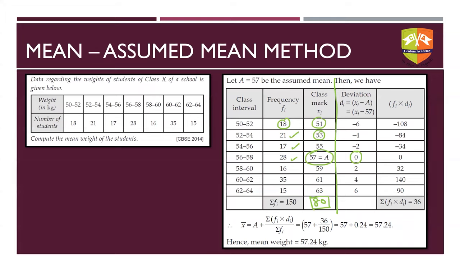Because in one of the steps you have to subtract. For example, when you are finding the deviations Xi minus A, and let's say your assumed mean is 100 for your calculation, but Xi is 51.